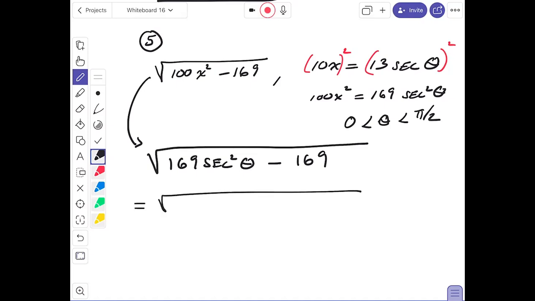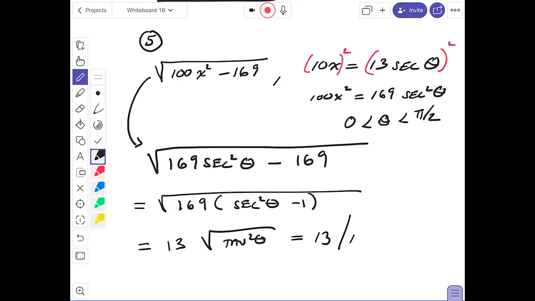So I'm going to factor this guy and see if I can simplify it. 169 times secant squared theta minus 1, right? The square root of 169 is 13. That's not so bad. And secant squared theta minus 1 is actually just tangent squared theta. Now, if there was no restrictions on the angle, this would be 13 absolute value of the tangent of theta. But the restriction is that theta is between 0 and pi over 2. So I now know that this is 13 tangent of theta.